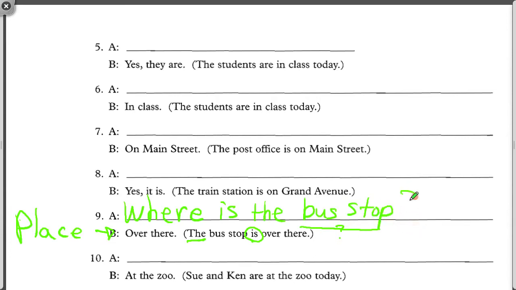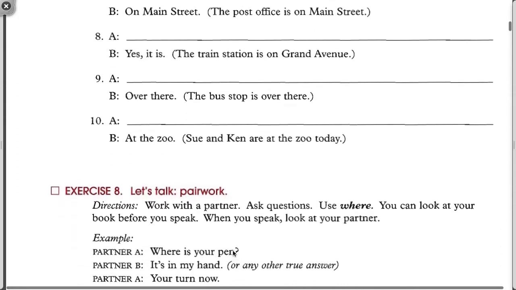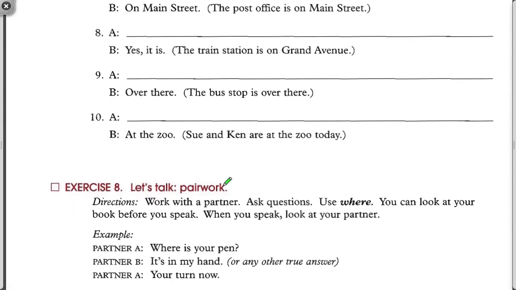Where is the bus stop? The bus stop is over there. Number 10, at the zoo, here again we have place. So you would start this question with where, and here we have are. So you have are, Sue and Ken.